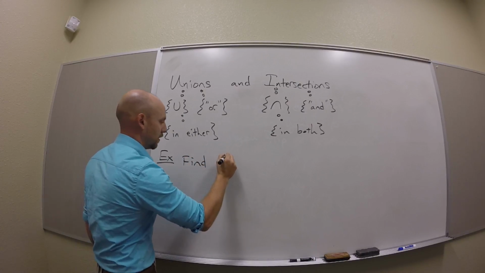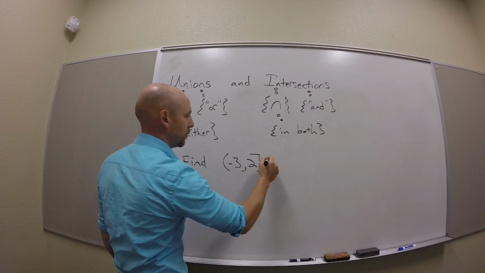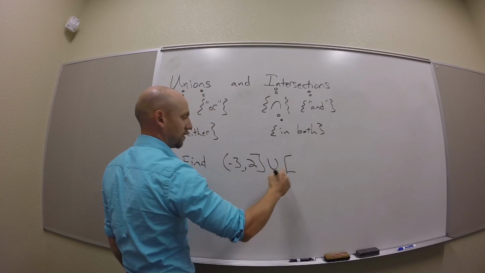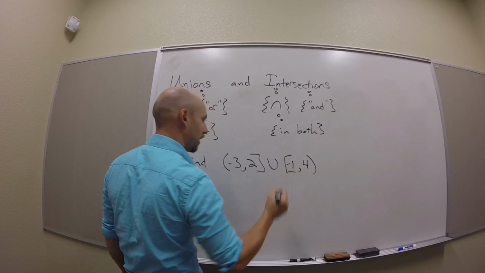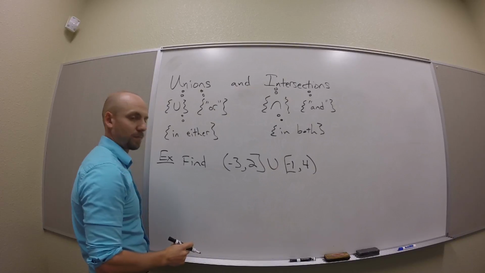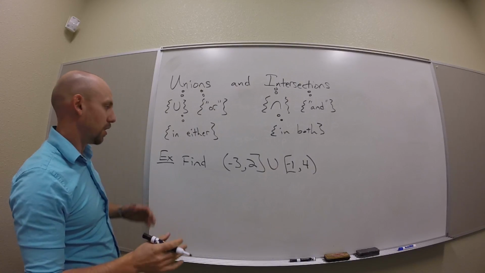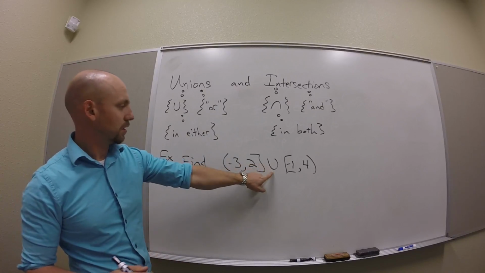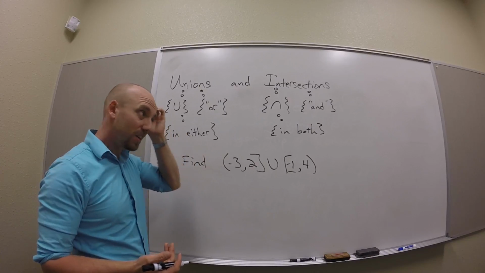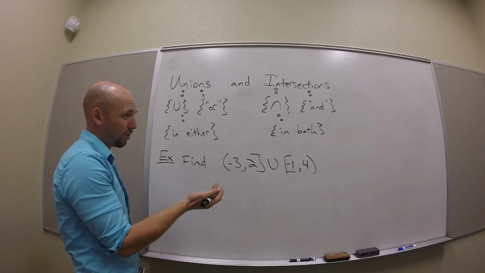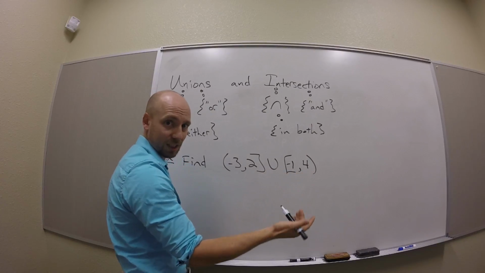Let's take some interval like [-3, 2), and union it with (-1, 4]. Okay? So I've got these two intervals, and I want to see what's in either of them, in either, maybe both. Like stuff that's in this or stuff that's in there. That's going to be my answer.